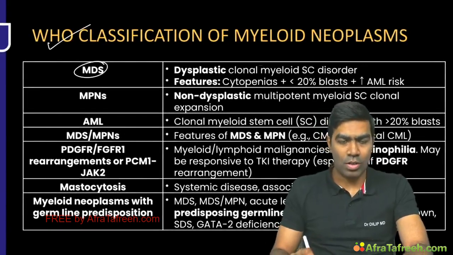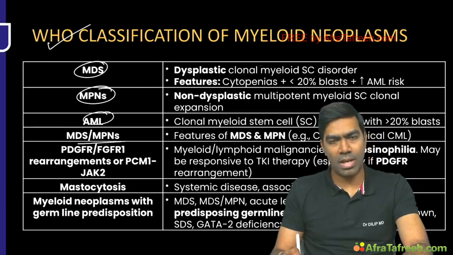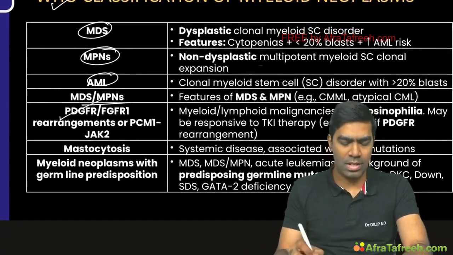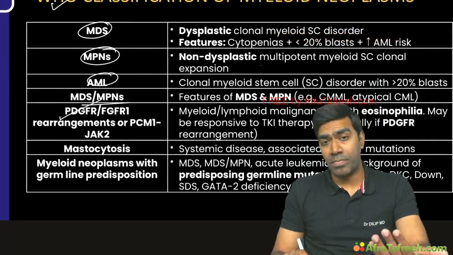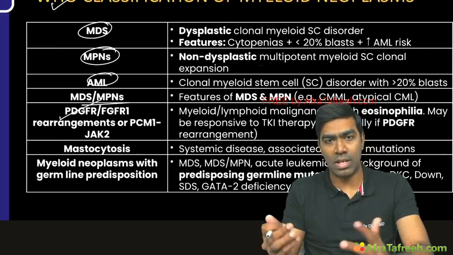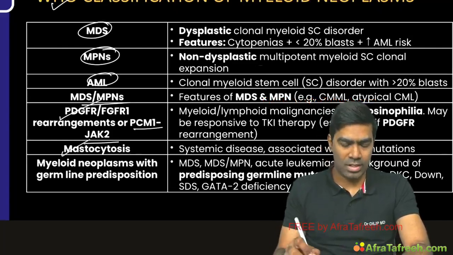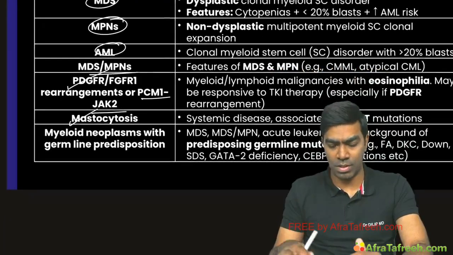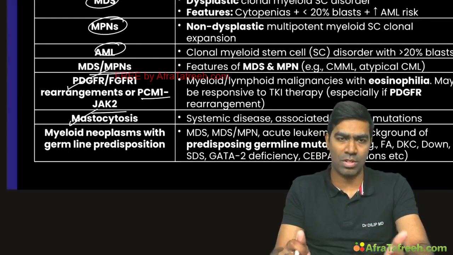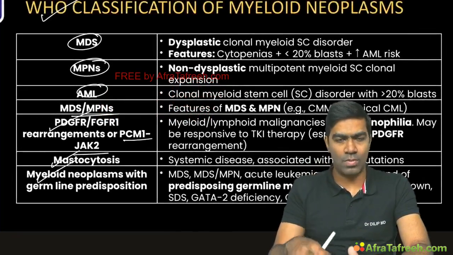So we have a terminology called MDS, we know that. We have a terminology called MPNs, we know that. AML, and MDS/MPN overlap. So these are the four most important things we have discussed already. Apart from that, there are some myeloid neoplasms due to PDGF receptor or FGF receptor rearrangements, or probably due to PCM1-JAK2 rearrangements. And there's another condition called systemic mastocytosis, which is typically due to a KIT mutation called KIT D816V mutation.